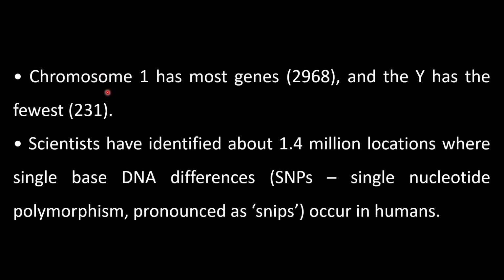So a one mark question may come on the number of genes present in chromosome 1 and chromosome Y. You have to remember the numbers: chromosome 1 has the most genes, 2968, and chromosome Y has the fewest genes, 231, maximum and minimum. Scientists have identified about 1.4 million locations where single base DNA differences, that is, single nucleotide polymorphisms, occur in humans. So scientists have identified the locations where the single base DNA differences occur in humans. So these are the important characteristics of the human genome.